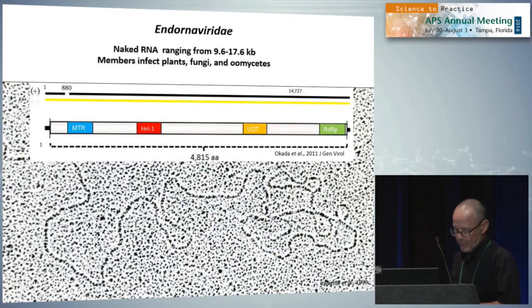Okay, now let's focus on endornaviruses, which I want to cover more in depth. These are naked RNA viruses that range between 9.6 and 17.6 kilobases, and they infect plants, fungi, and oomycetes. I have here the genome organization of a typical endornavirus. The double-stranded form of these viruses that infect plants contains an interesting feature, a nick near the 5' end.